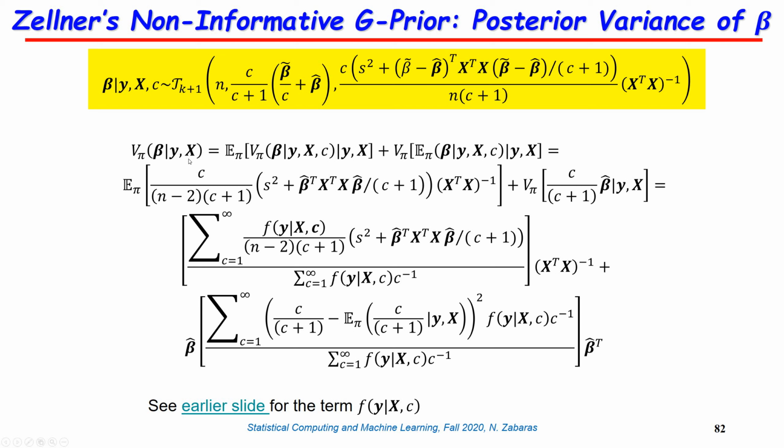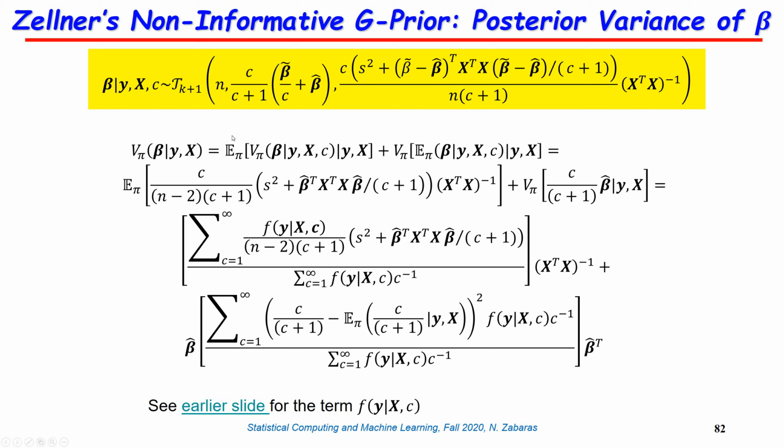The answer is, of course, we can. So the variance of beta, of the posterior of beta, is the expectation with respect to C of the variance of beta where C is given, plus the variance with respect to C of the expectation of beta where C is given. Okay? Now, if I start with this term, we know what the expectation of beta given C is, this term with tilde of beta equal to 0, so I plug it in there.